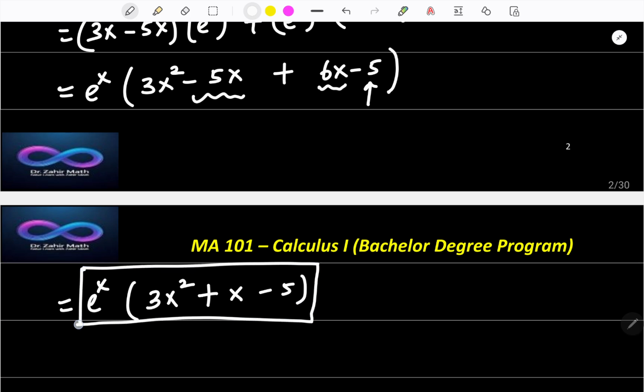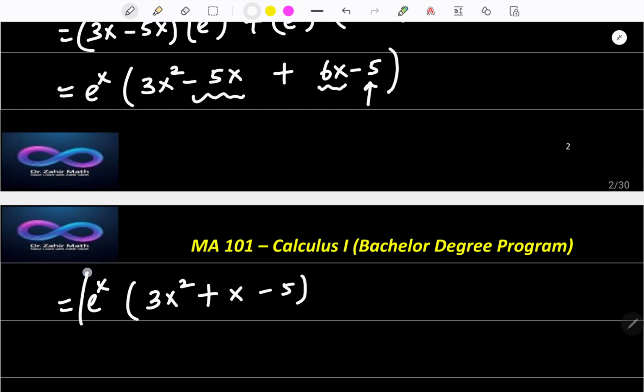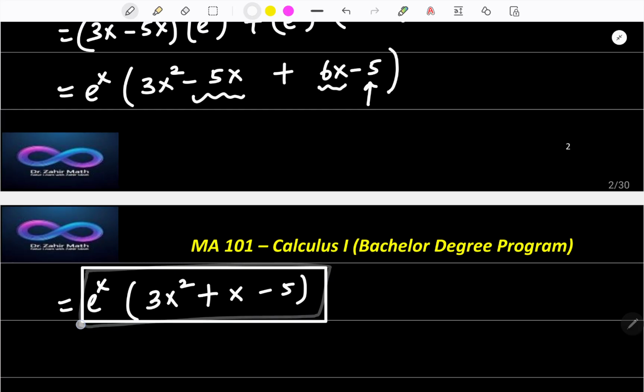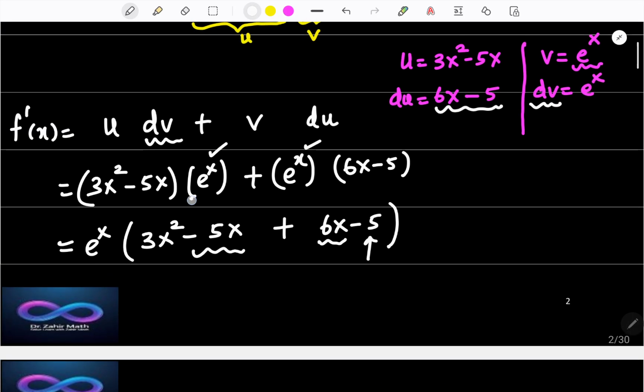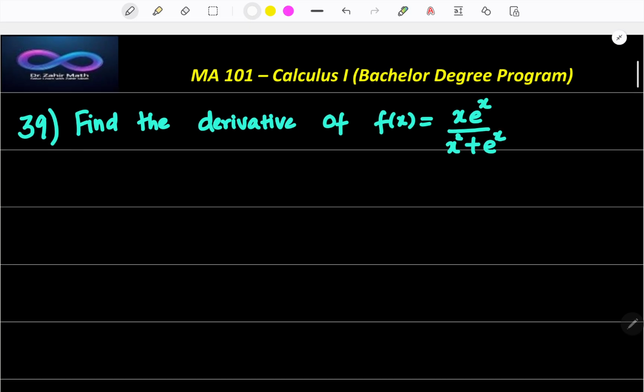Do I need to simplify, teacher? Yes, you have to simplify. Keep in your mind. Okay? Right. So everyone, what happened? Oh, sorry. So you must simplify your answer if possible. Because I simplified because e power x is common. That's why I simplified. Let's go to the next question.